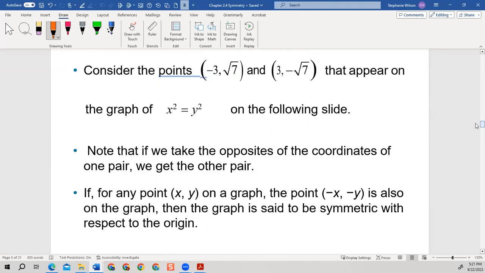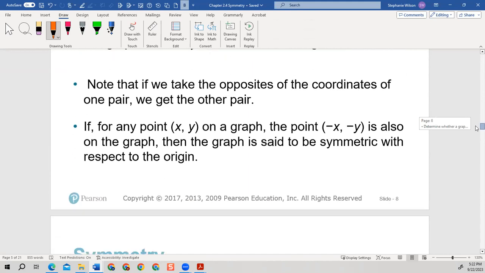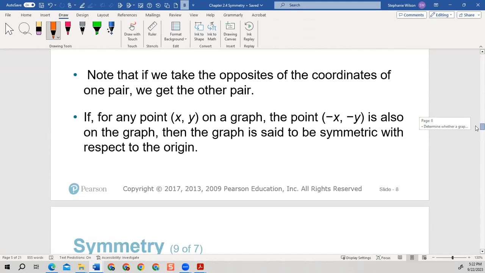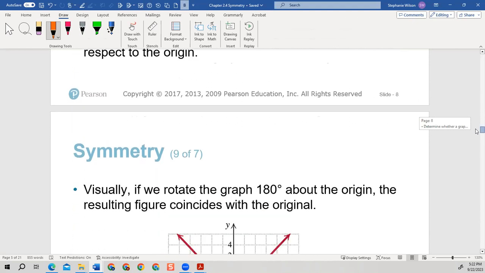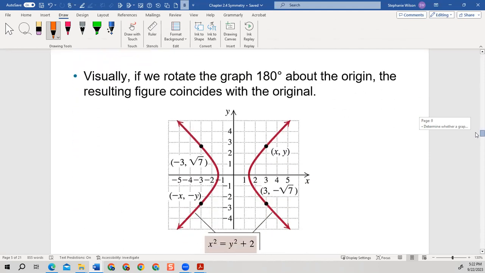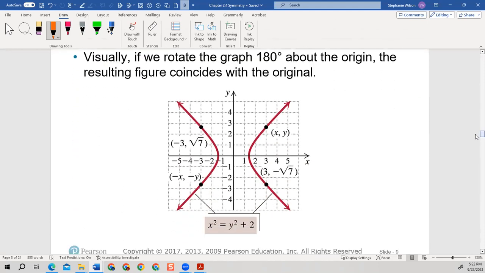Okay, so they said if we took these two ordered pairs, you notice that the x's are the same but opposite signs. The y's are the same but opposite signs. So now we have x squared equal to y squared, and we're going to graph this on the next slide. If for any point (x, y) on the graph, the point (-x, -y) is also on the graph, then the graph is said to be symmetric with respect to the origin, which makes sense.